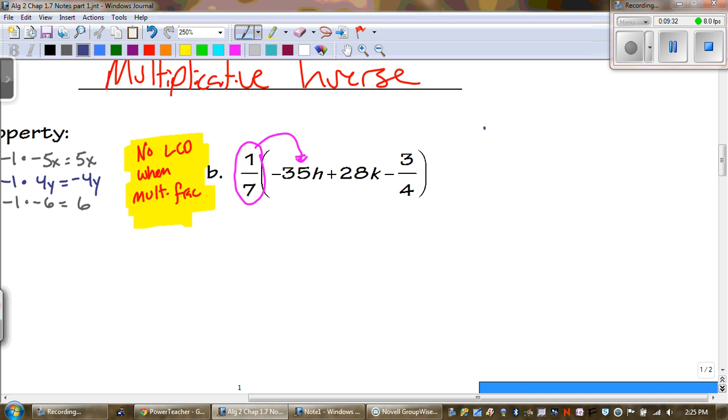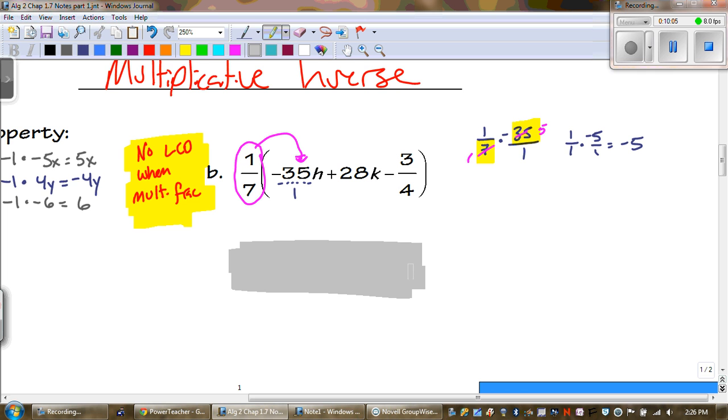Now for this one, I would actually make sure to do every single one of these problems off to the side, okay? Remember that there's an imaginary 1 underneath that. Our corners, we can actually reduce those, okay? 1 and 5. So you're really multiplying 1 over 1 times negative 5 over 1, which gives us negative 5. Okay. So we have negative 5h.